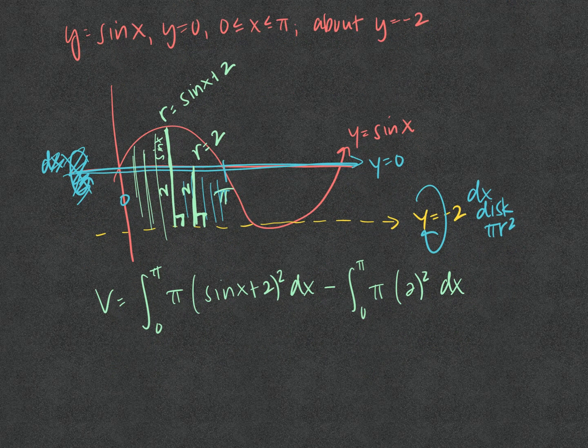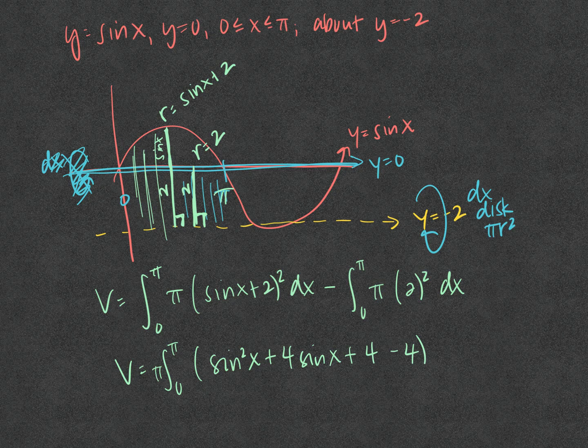So to set this up and not continue, we would say, I'm going to put my pi out front. The bounds are 0 to pi. We would go ahead and multiply that out. So we're going to say sine squared x plus 4 sine x plus 4 minus 4 with respect to x. The minus 4 came from the 2 squared there. And remember that when you square a binomial, you do FOIL. And that we can do, but we're not doing it in this lesson, so we are thankful for that.